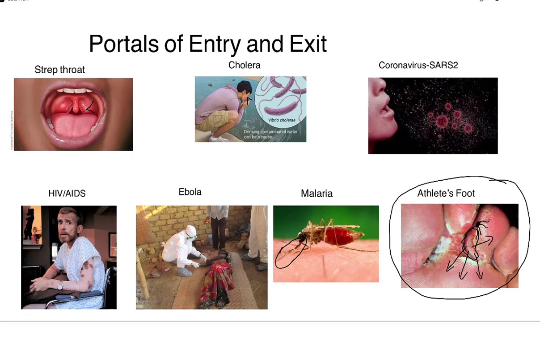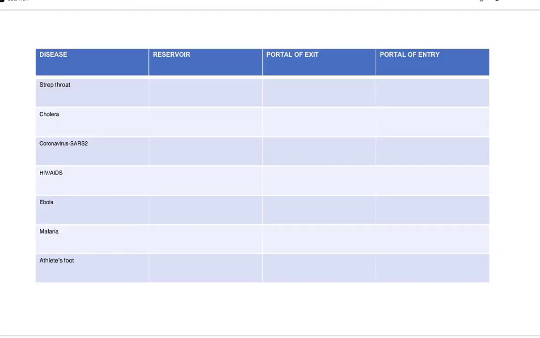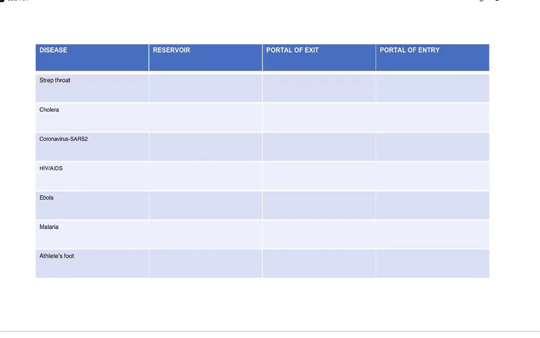Okay, now that we've taken a look at these, I'd like you to go ahead and pause this video and try to fill these in. I didn't talk about the reservoir, but you can look them up. So again, look up the reservoir for each of these diseases. Try to figure out if they're human, another animal, or some sort of non-living supply. And then go back and rewatch the video if needed and list the portals of exit and entry.